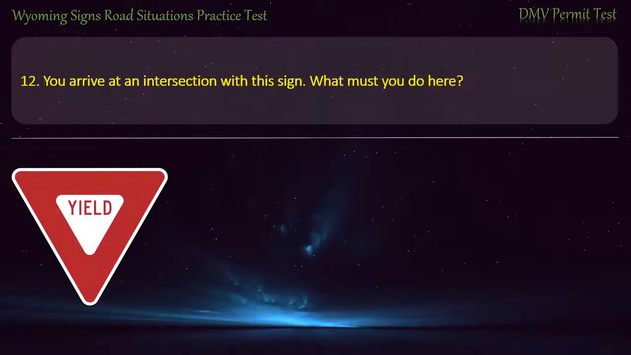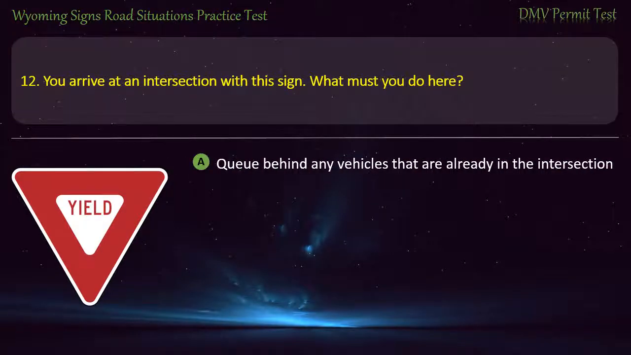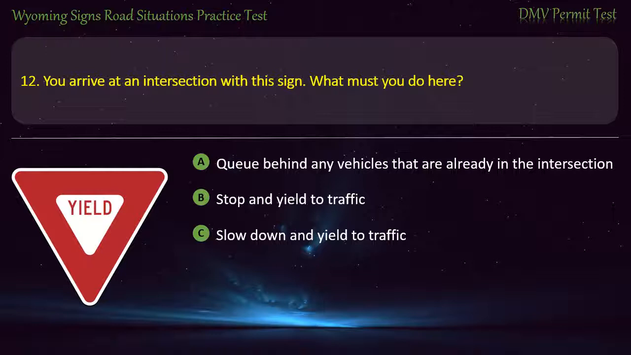Question 12. You arrive at an intersection with the sign. What must you do here? Queue behind any vehicles that are already in the intersection. Stop and yield to traffic. Slow down and yield to traffic. Only yield if you are turning. Answer. Slow down and yield to traffic.